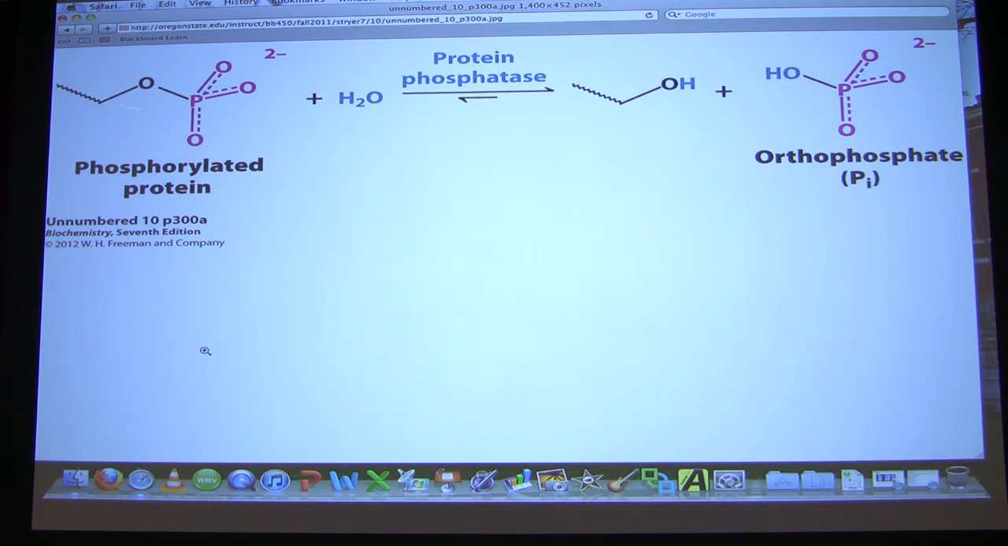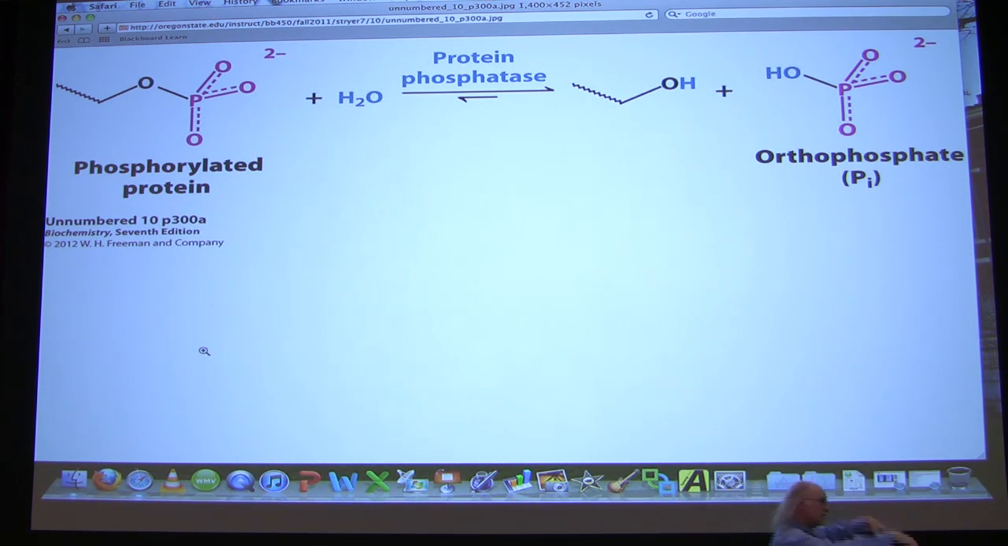So here's the phosphorylated protein that we had from the protein kinase. If we treat that protein with protein phosphatase, we see that we get phosphate and the protein back in its original state. This is important because, as I've said before, cells are control freaks. If they have a way of turning something on, they darn sure better have a way of turning it off, just like you better have a way to turn off your lights or your electric bill is going to go crazy, right?